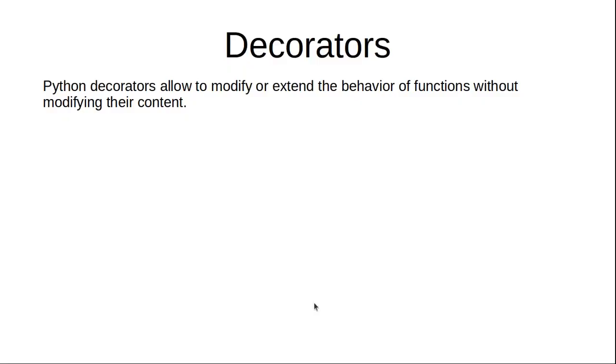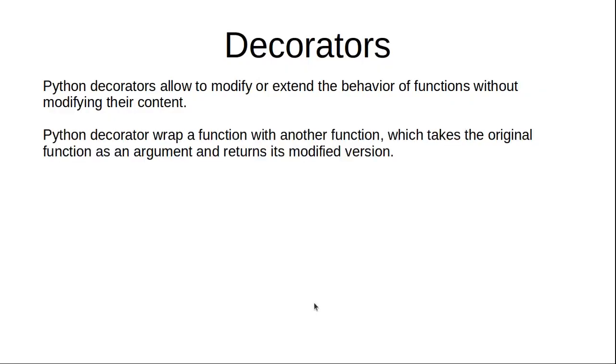Python decorators allow you to modify or extend the behavior of functions without modifying their content. A Python decorator wraps a function with another function, which takes the original function as an argument and returns its modified version. The syntax is as follows.